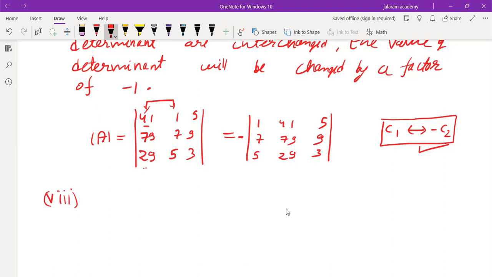Property number 8. If a determinant has all the elements below the principal diagonal 0, then the value of the determinant is obtained by the product of diagonal elements only.